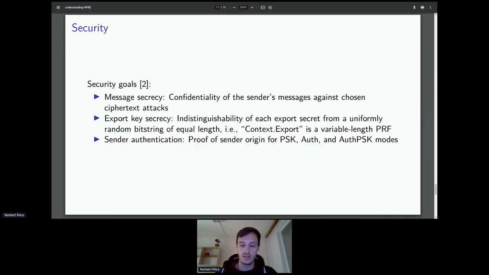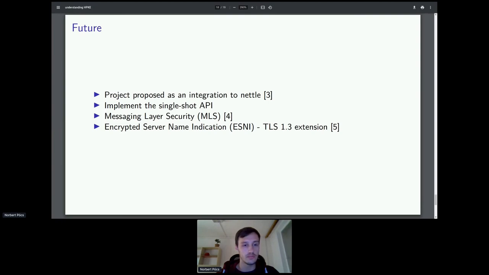So as I said, there is no perfect system. The HPKE's goal and focus are these. The focus is message secrecy, export key secrecy, and sender authentication. For the future, the project is proposed as an integration to NaCl, and implementation of the single-shot API, because for now only the multi-shot API is available. There are other systems which are already looking at HPKE, and these are MLS and the ClientHello in TLS 1.3.